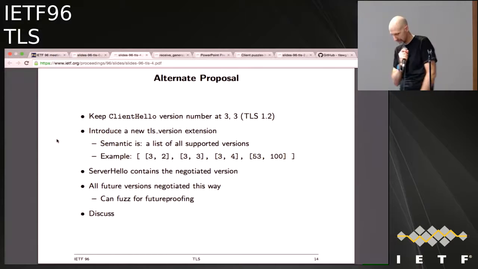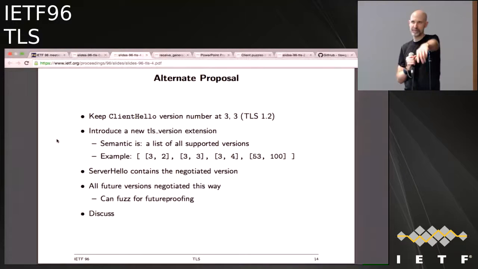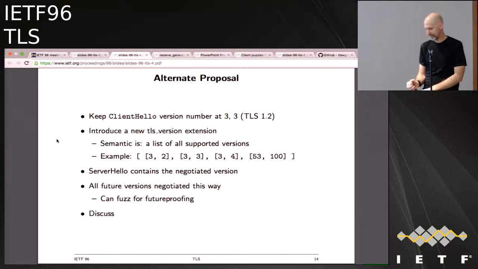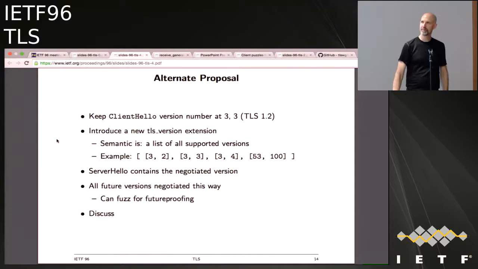Okay, so we go back to the basic question: do you support changing the version negotiation mechanism, or do you think that's a really bad idea? The first question is, hum if you support changing the version negotiation mechanism.